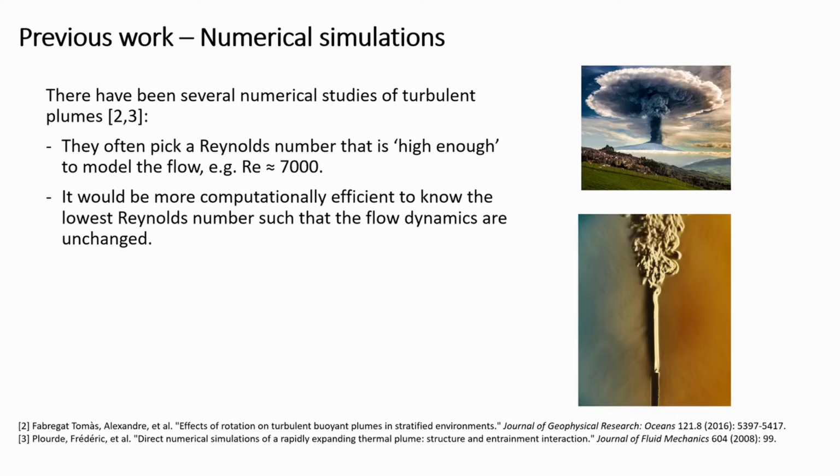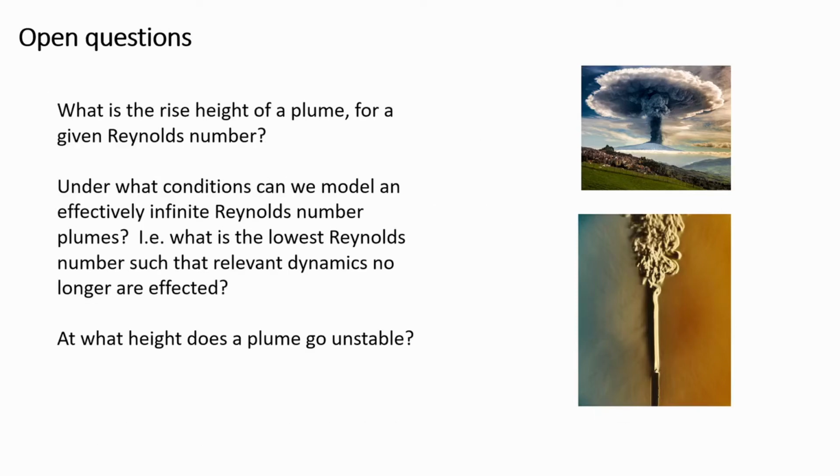This leads me to my research questions. So the first question we wish to answer is what Reynolds number is low enough to capture sufficient plume dynamics? And then more broadly, what is the effect of Reynolds number on the flow? In this study, we've picked the rise height of a plume as an indicator, and so we ask, what is the rise height of a plume for a given Reynolds number?